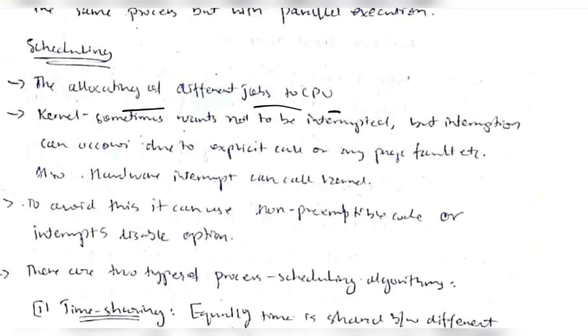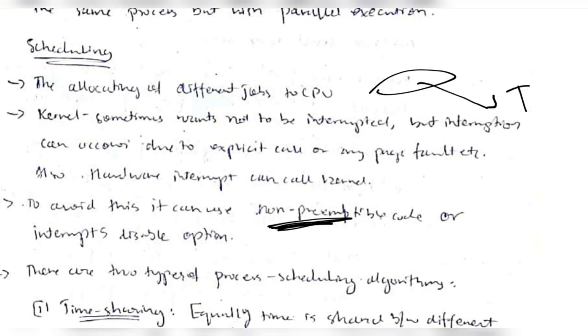Okay, the kernel sometimes wants not to be interrupted. See here, if the kernel is performing an important task, at that time it should not be interrupted, but by default it can be interrupted in many ways, for example by an explicit call to the kernel, or any page fault, and a hardware interrupt can also call the kernel. So to avoid that, it can use two methods. Non-preemptive, that means when the kernel is performing an important task, at that time it cannot be interrupted.